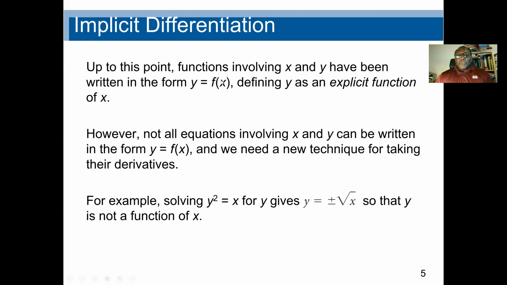Because if we test it with a vertical line, if x is 2, we get both positive and negative values of y. And that will make it not a function for us. The square root of negative 2 is not a real number. Or we also can graph it, and we'll see that example soon.